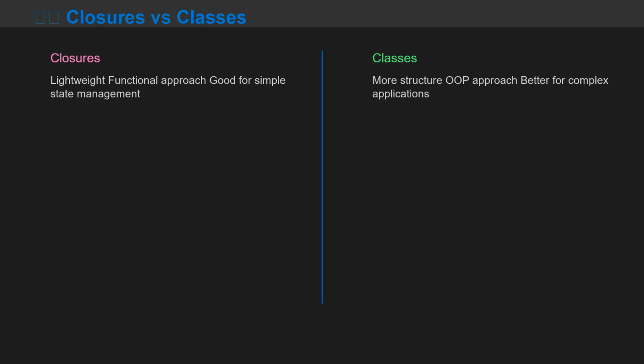Another comparison is between closures and classes. Closures are lightweight and work well for simple state management, especially in a functional programming style. Classes provide more structure and are better suited for complex applications following object-oriented principles.